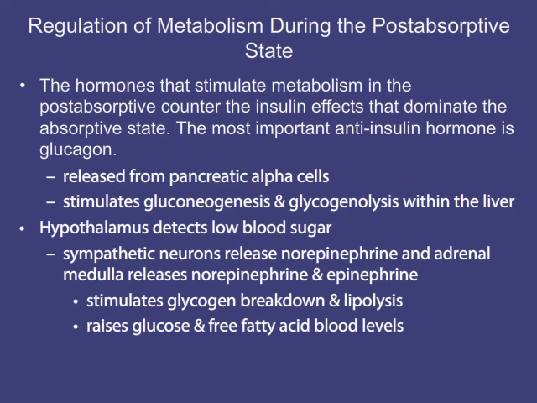Now it's important to point out that the hypothalamus is actually the command center for moving us from an absorptive state to a post-absorptive state. So the hypothalamus will detect low levels of blood sugar, and sympathetic neurons from the hypothalamus will release norepinephrine to the adrenal medulla. And this will cause an even greater release of norepinephrine and epinephrine, which will stimulate the breakdown of glycogen and also stimulate the breakdown of fat or lipolysis. These two catabolic processes will help to raise blood glucose levels to make sure that we have adequate levels of glucose for both the brain and spinal cord.